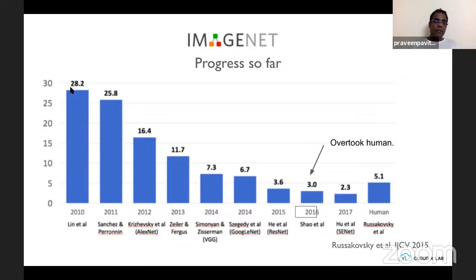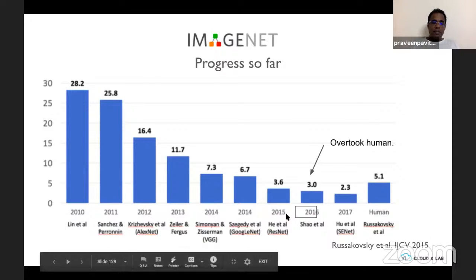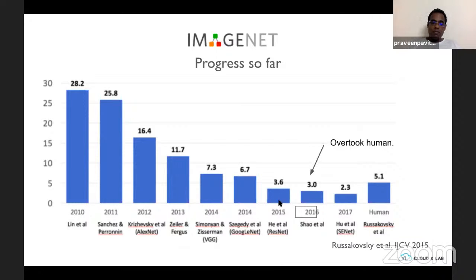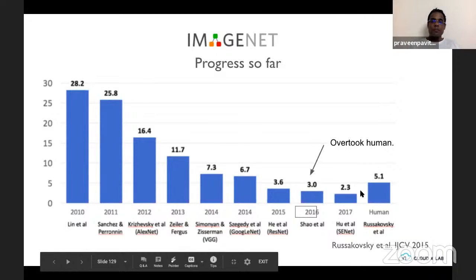At the beginning of the decade, the existing systems had error rates of 28.2 percent. Not good at all. Over a period of time, it has come down to here. It is believed that for the same data set, the human error rate is around 5.1%. Around 2015, it got better than humans.